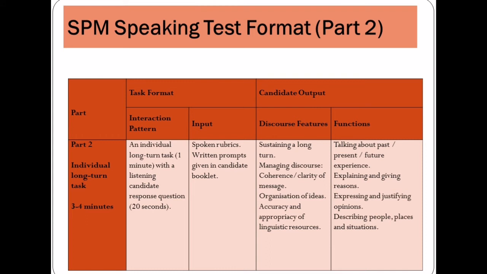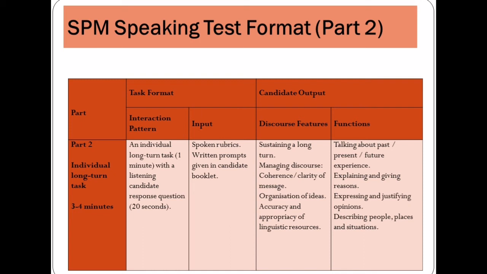SPM Speaking Test Format Part 2. Part 2, Individual Long-Term Tasks. The time allotted is around 3 to 4 minutes. Task format. Interaction pattern. An individual long-term task, 1 minute, with the listening candidate response question, 20 seconds. Input: spoken rubrics, written prompts given in candidate booklet.